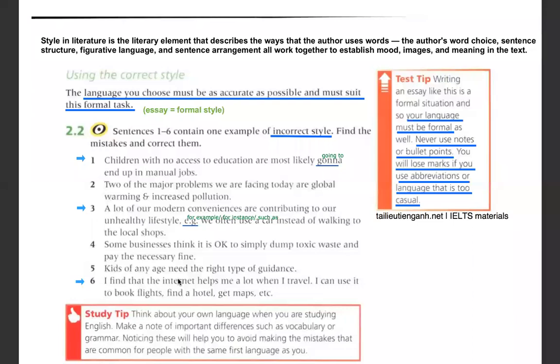Number 6. So this is with etc. Yeah, some people have got it, well done. We don't use this word etc. in formal essays. Think about what does etc. mean.